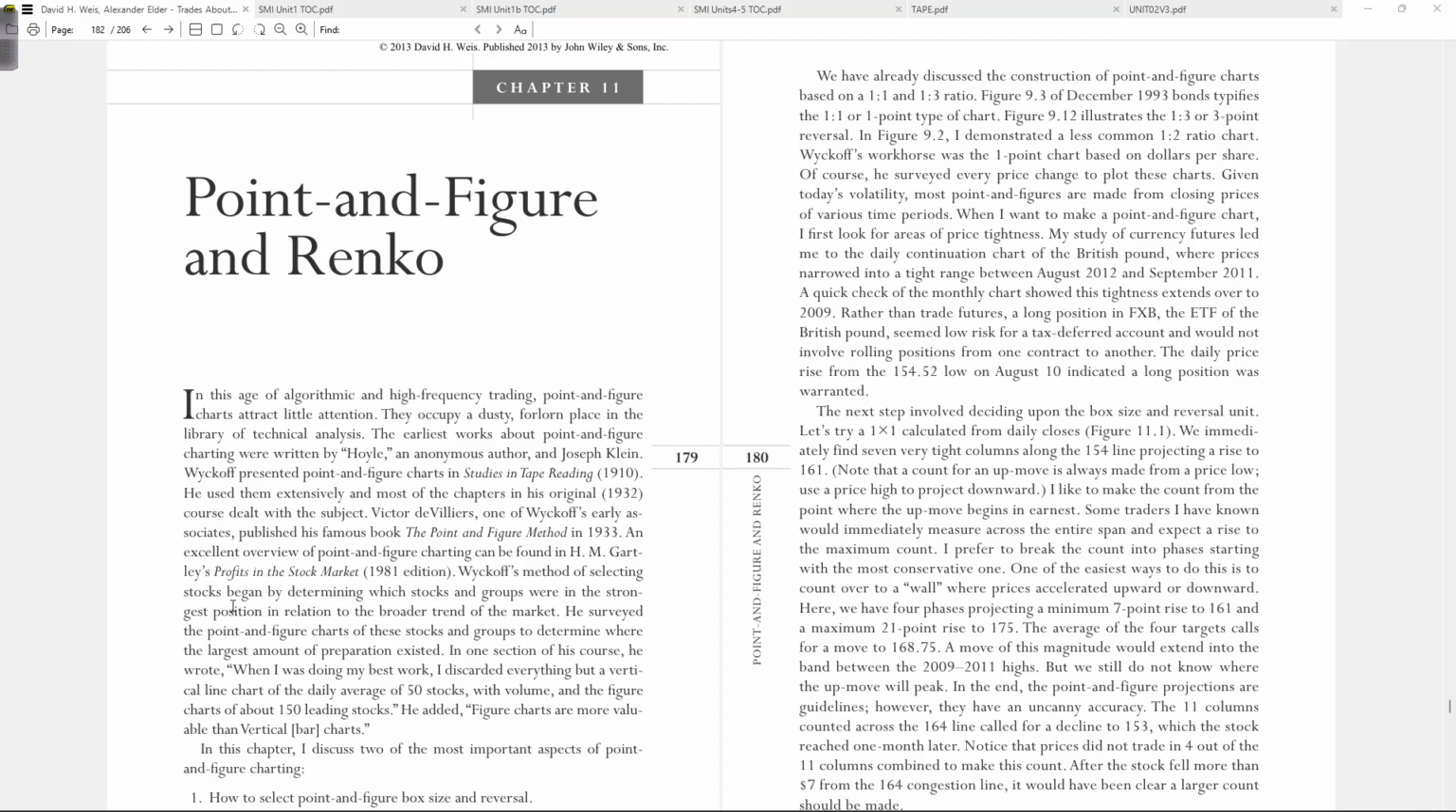Wyckoff's method of selecting stocks began by determining which stocks and groups were in the strongest position in relation to the broader trend of the market. He surveyed the point and figure charts of these stocks and groups to determine where the largest amount of preparation existed. In one section of his course, he wrote, "When I was doing my best work, I discarded everything but a vertical line chart of the daily average of 50 stocks with volume and the figure charts of about 150 leading stocks." He added, "Figure charts are more valuable than vertical bar charts."